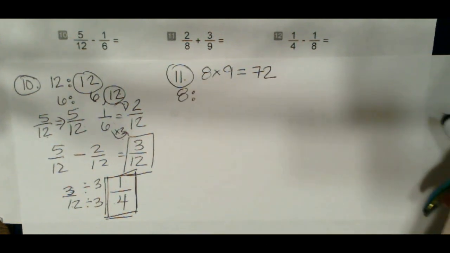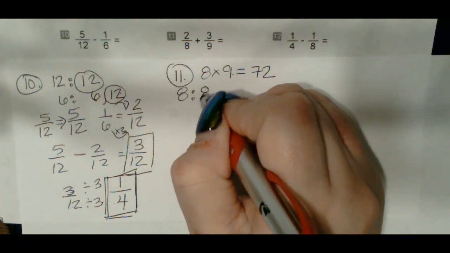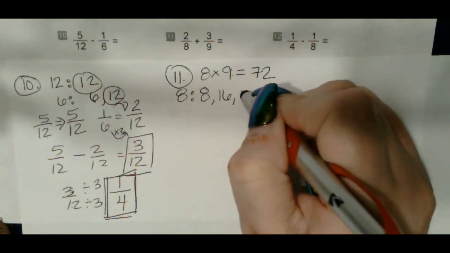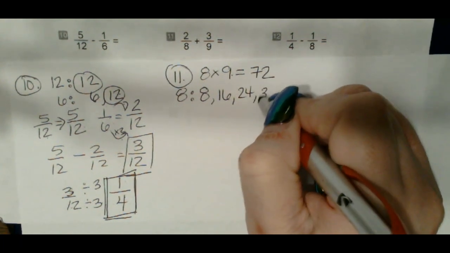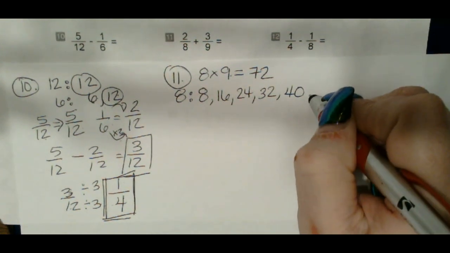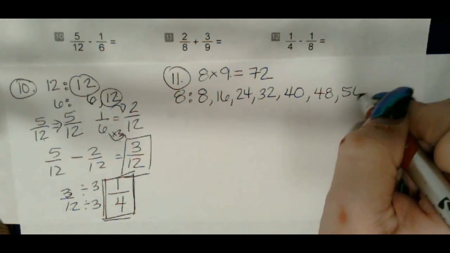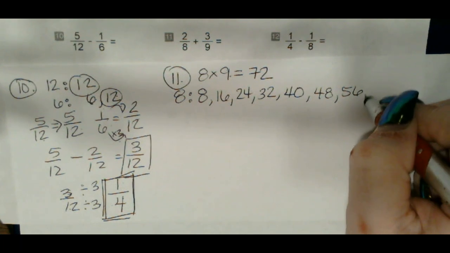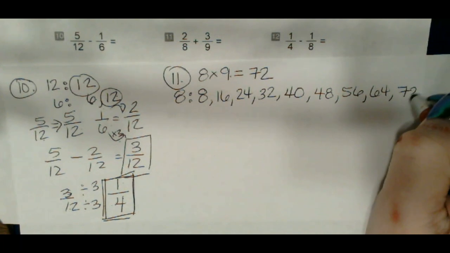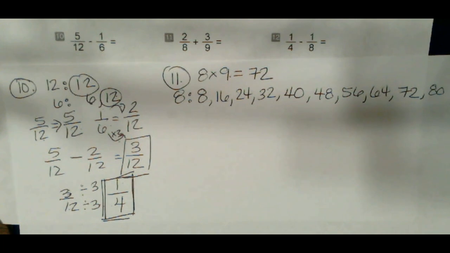So let's write out our multiples. I know I'm probably going to have to go all the way to 9, so let's do it. You got this. 8 times 1 is 8. 8 times 2 is 16. 8 times 3 is 24. 8 times 4 is 32. 8 times 5 is 40. Okay, y'all, you're halfway there. 8 times 6 is 48. 8 times 7 is 56. 8 times 8 is 64. And 8 times 9 is 72. If you want to make it pretty, you could go to 10 and say 80.